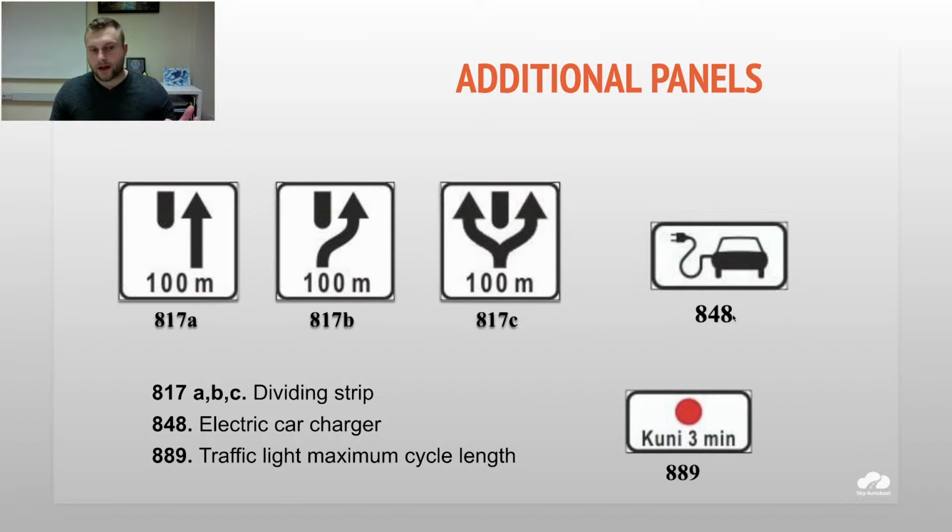So, place for electric car charger and traffic light maximum cycle length. So sometimes you might think that the traffic light is not working and it's been red for a long time. Some traffic lights have this additional panel, so it can work up to 3 minutes even. So red light can be working for 3 minutes. Usually it's around 30 seconds or maybe a little bit more, but some places have more than 30 seconds. They can be even 3 minutes.